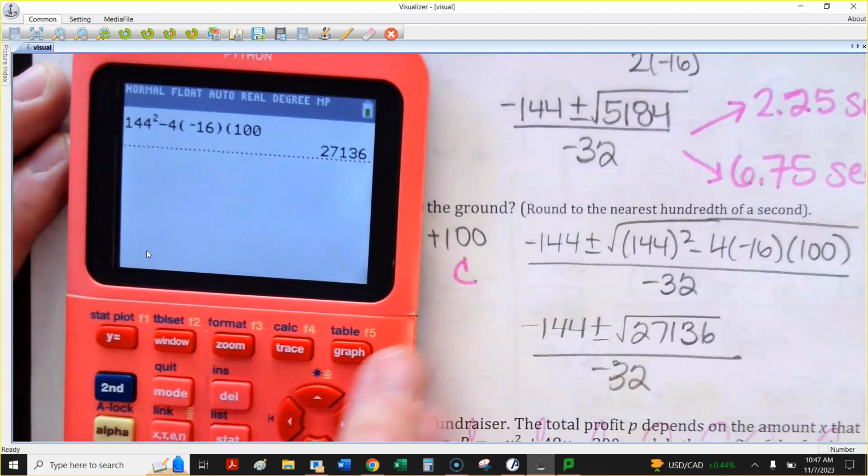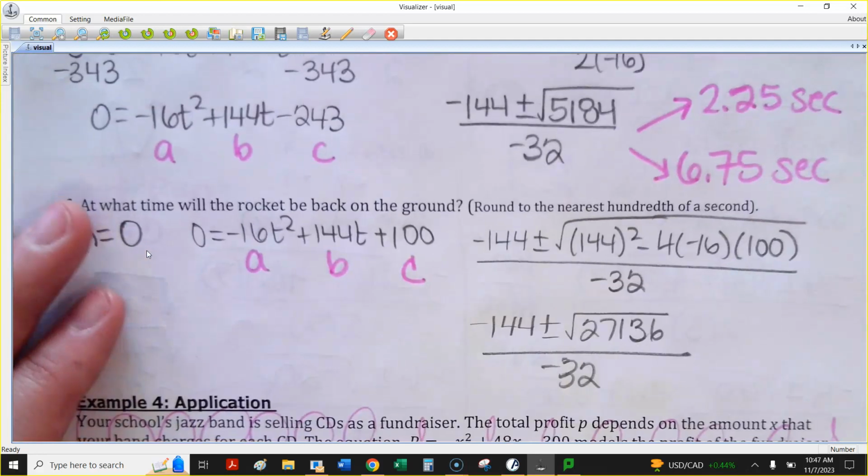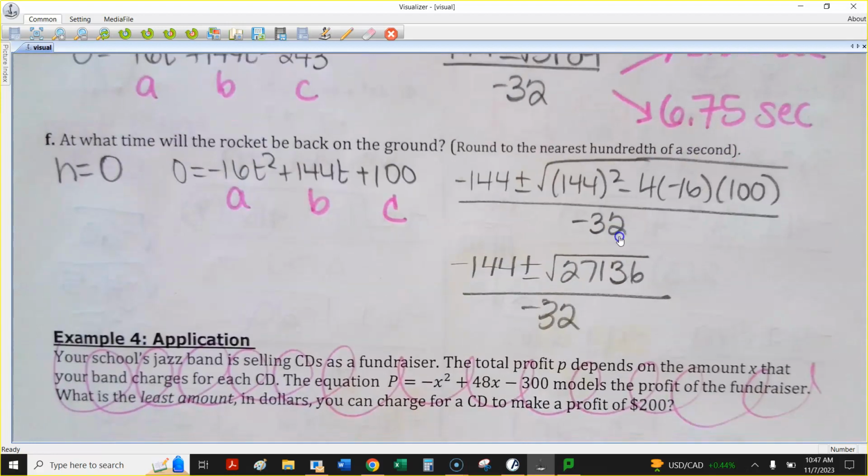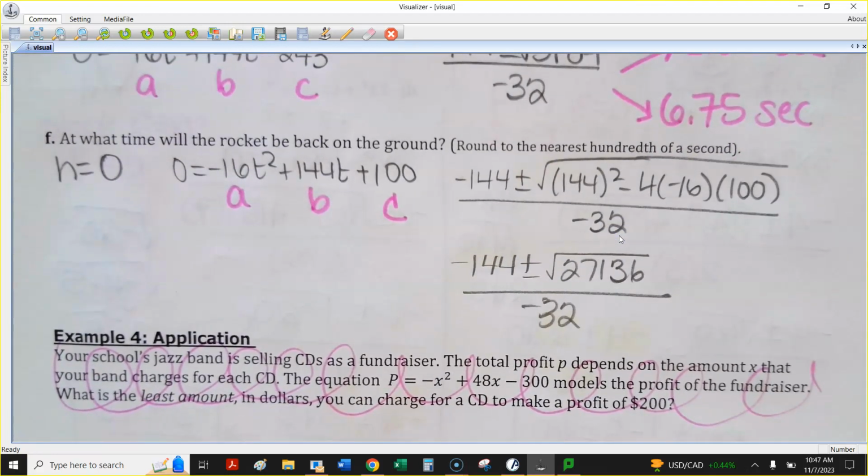Okay, now, you can find both answers and don't pick the negative one. Just to have you think about this for a second, should I do the negative 144 plus or the negative 144 minus if I want my positive answer? Does anybody know? You could do both and just not pick the negative, but what if I was trying to save myself some time? Do what? Why minus?